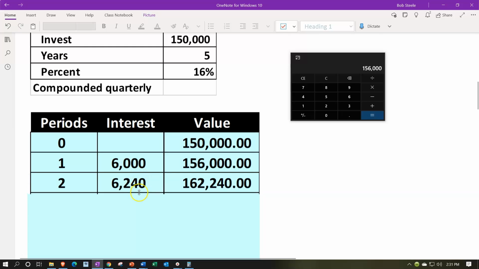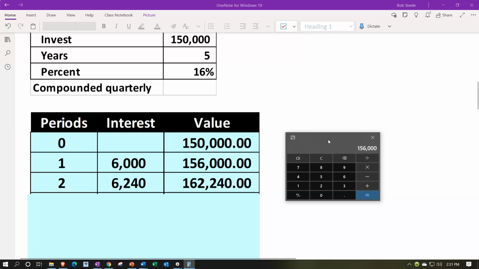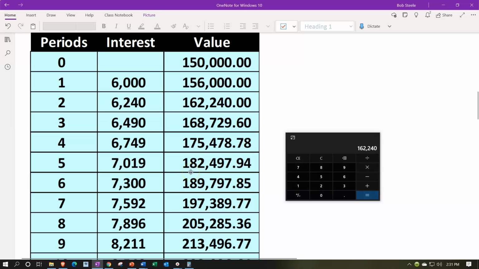If I go one more period out, now we're talking another quarter, so another 3-month type of period out. We're going to take that amount. I'm going to multiply it times the 0.16, the yearly rate again. That's going to give us the 24,960, which would be for a year. Take that, then divide it by 4. We get the 6,240. That 6,240 plus the 156,000 would give us the 162,240. And we can continue on with this on down.